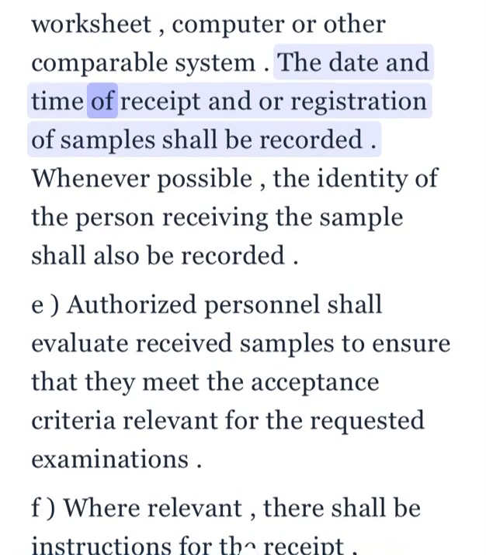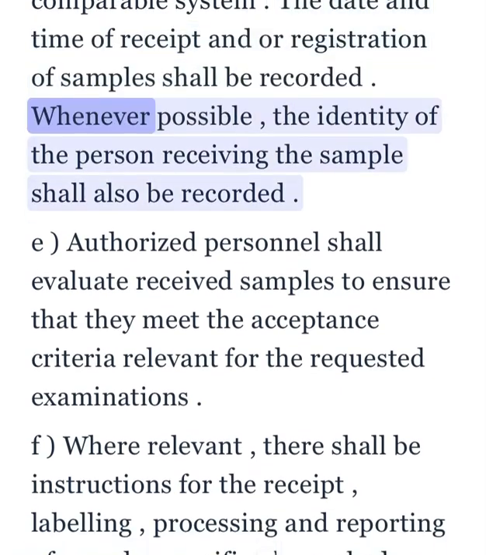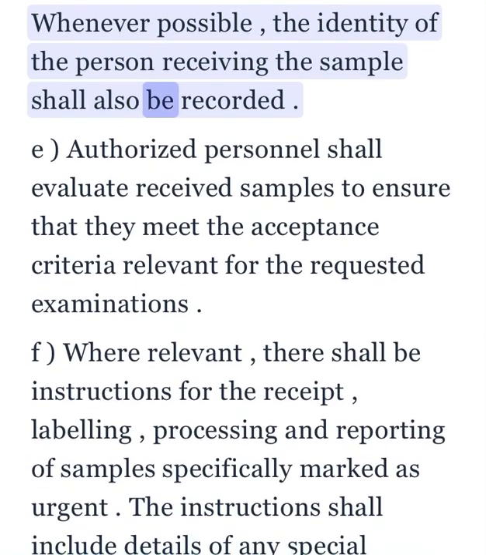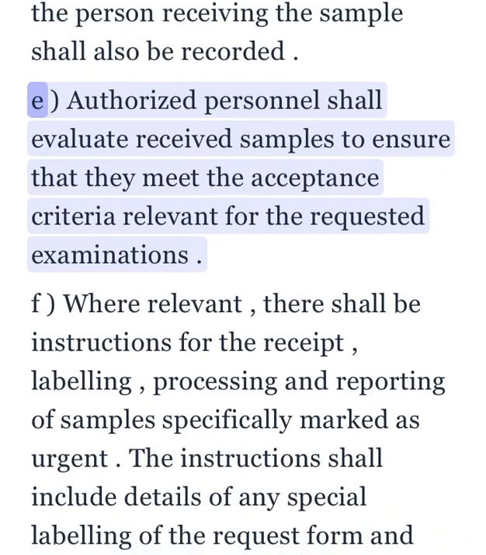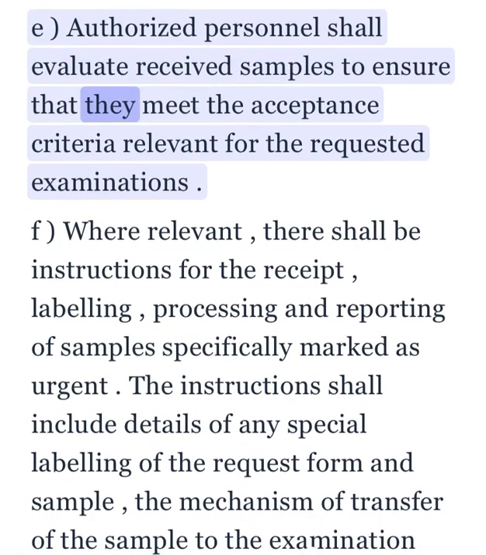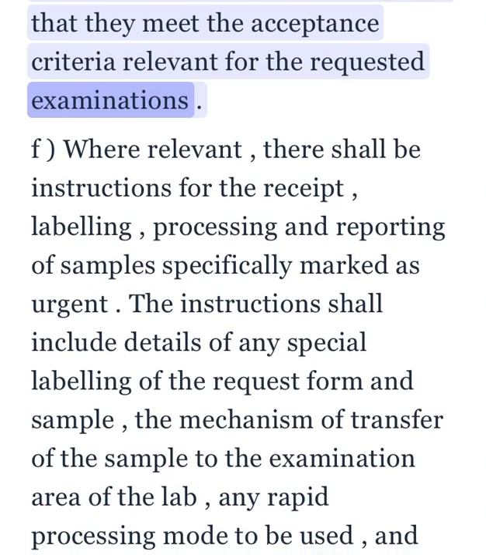The date and time of receipt and/or registration of samples shall be recorded. Whenever possible, the identity of the person receiving the sample shall also be recorded. E. Authorized personnel shall evaluate received samples to ensure that they meet the acceptance criteria relevant for the requested examinations.